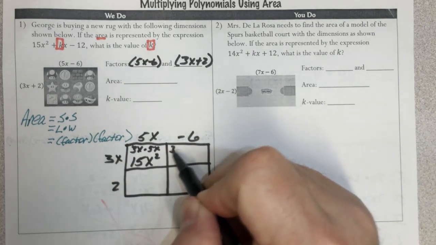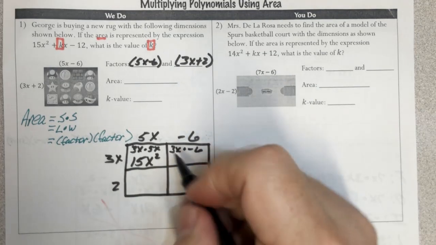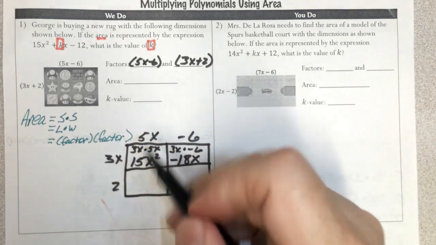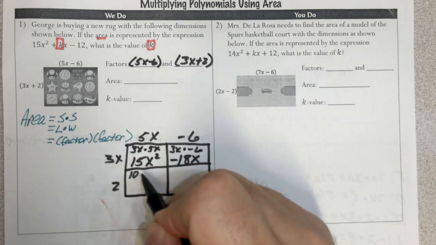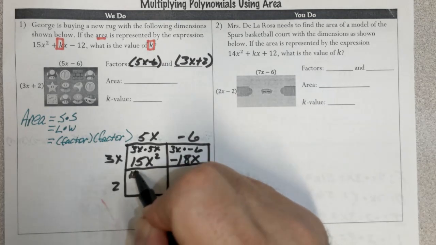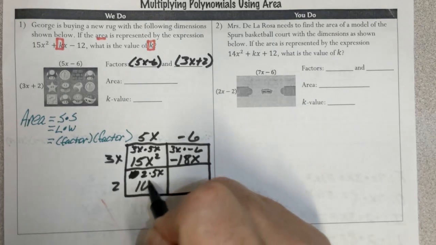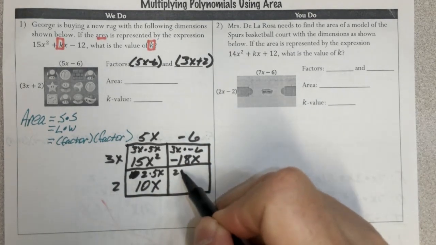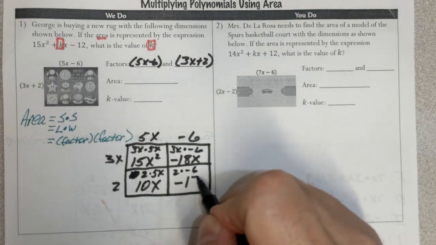3x times negative 6. So 3 times negative 6 is negative 18x. And then 2 times 5x, that'll be 2 times 5 is 10. Oops, my bad. So that'll be 2 times 5x, so that'll be 10x. And then we have 2 times negative 6. So 2 times negative 6 is negative 12.